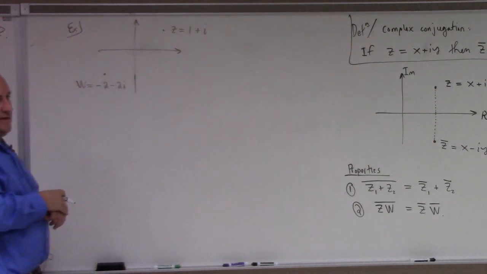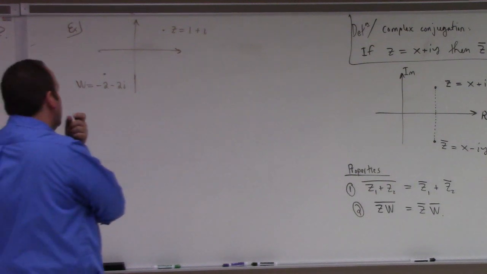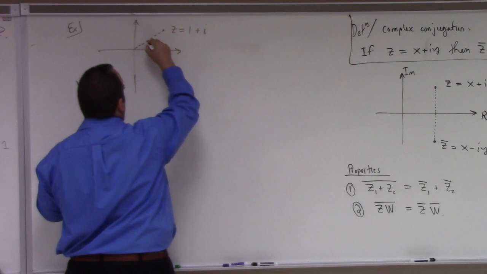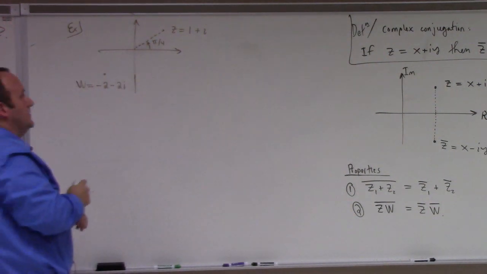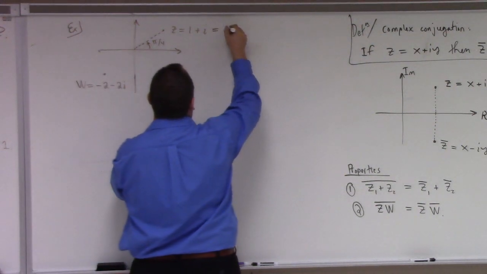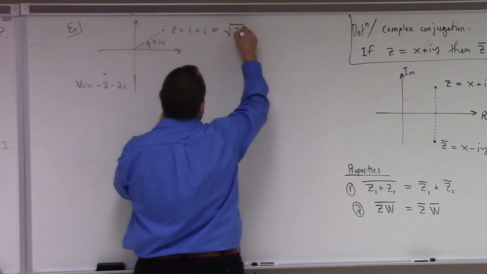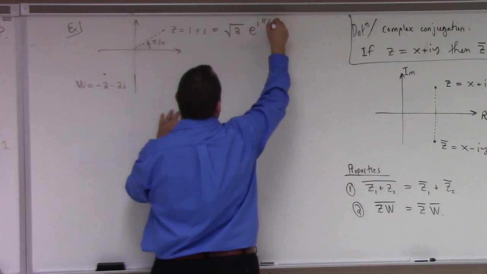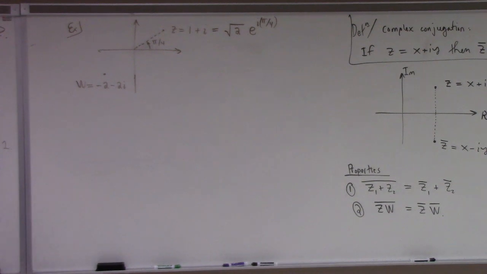So I've given them to you in their Cartesian form. We want to find the polar form, right? So I've made these easy enough that you can just kind of see that that's pi over 4, right? So the polar representation of this would be the length of z. What's the length of z? Right, square root of 2, and then e to the i pi over 4. So there you go, that's the polar representation.